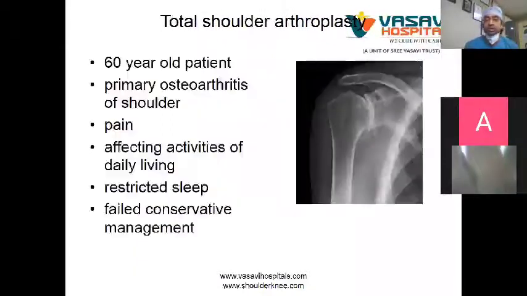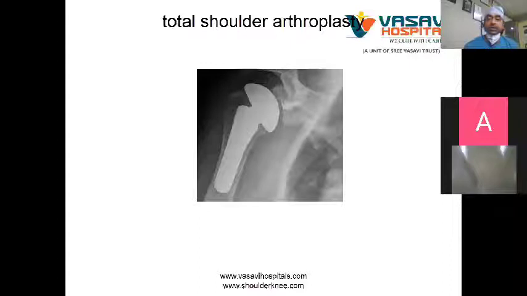As you can see in the picture, both the glenoid as well as the humerus were arthritic. The joint space was very narrow. They were almost touching each other. The choice, old patient, primary osteoarthritis, both the joint surfaces involved, is pretty straightforward. The patient underwent total shoulder arthroplasty.